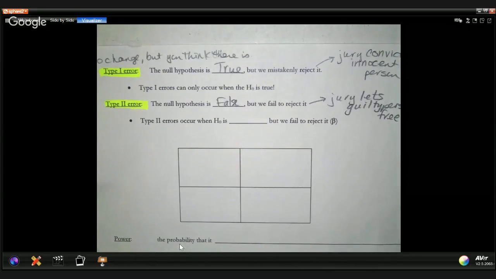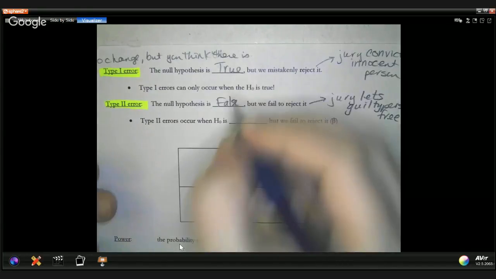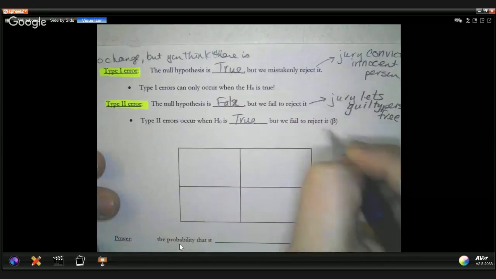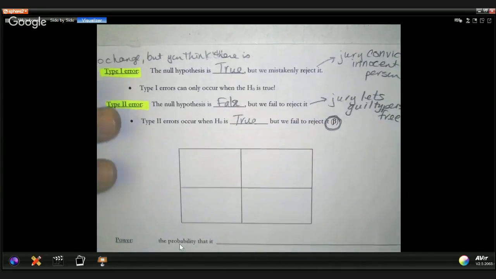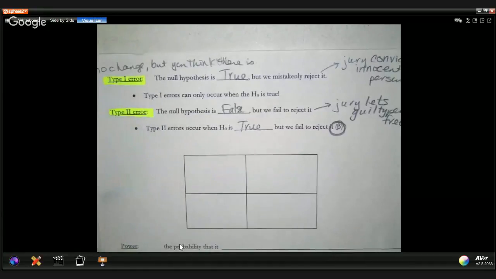Type 2 errors occur when the null hypothesis is true, but we fail to reject it. This is called the beta. So a type 1 error is when there's no change, but you think there is. And a type 2 error is when you don't see the change.